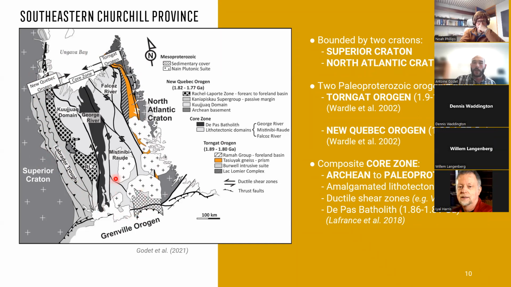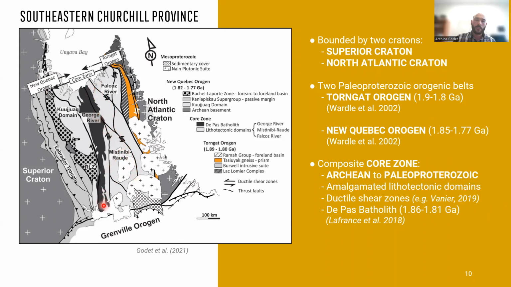basically composed of different Archean to Paleoproterozoic crustal blocks that are bounded by crustal-scale shear zones that define an anastomosing pattern here, and that have different origins. Some of them are interpreted to have been rifted from the Superior Craton before the THO. Some of them are juvenile. I'm going to go back to the Mistinibi-Raude example in a couple of minutes. And some of them are different from the Superior Craton.